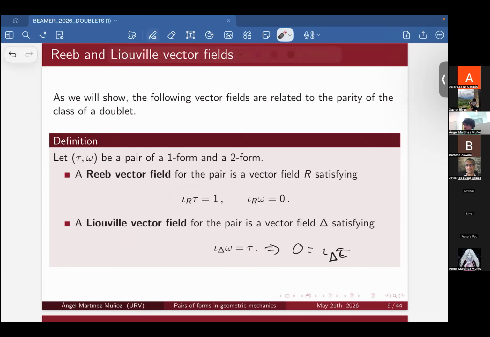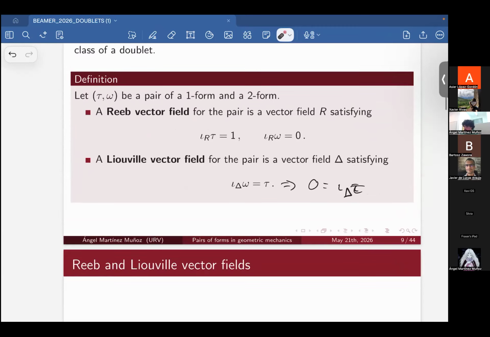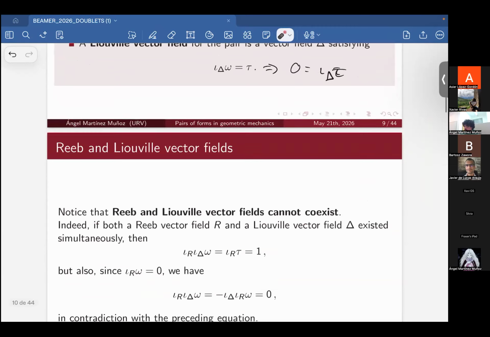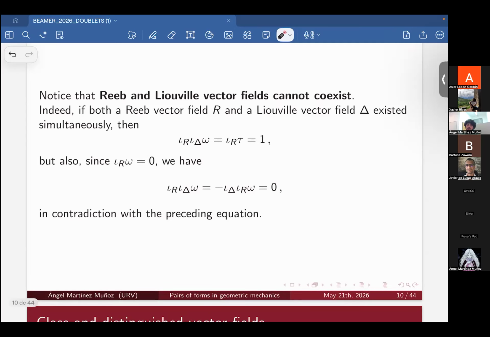Something that is pretty visual to see is that these two vector fields cannot coexist. If you assume that you have both a Reeb and a Liouville vector field for some pair of forms, then you reach a contradiction, because you can do this contraction here, and by definition, this is tau, so you get this here, and then by definition, this is 1. But also using the skew symmetry of the 2 form, you get this thing, and this contraction is 0. So you get that 1 equals 0, which obviously cannot be true. So these two vector fields cannot coexist. You cannot have both. Why?